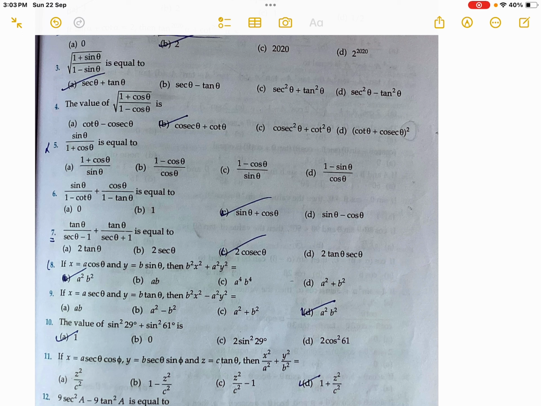Now we have question number 7. Question number 7 states tan theta over sec theta minus 1, plus tan theta over sec theta plus 1. The options are given. The first option is 2 tan theta. The second option is twice sec theta. The third option is twice cosec theta. And the fourth option is 2 tan theta sec theta. Let's see.